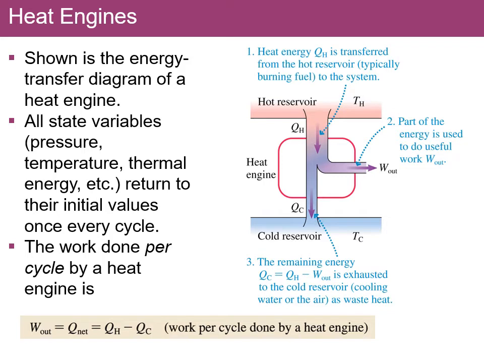Here we have the energy transfer diagram of a heat engine. All state variables, pressure, temperature, thermal energy, etc., return to their initial values once every cycle. The work done per cycle by a heat engine is W out equals Q net equals Q hot minus Q cold.